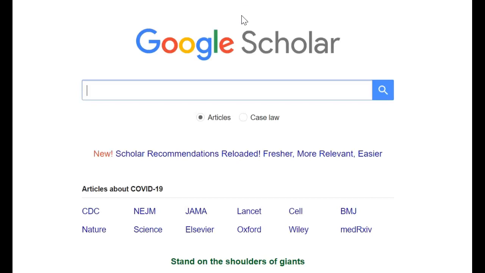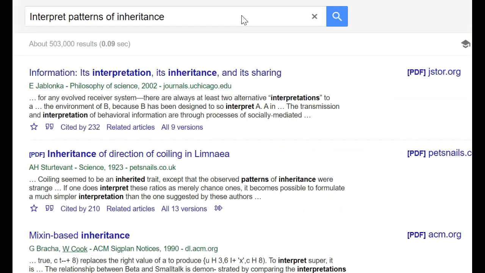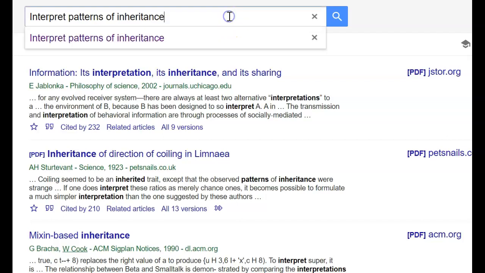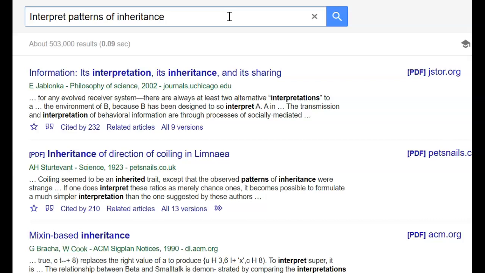Now, if you're logged into your university portal, like you're in the classroom, then Google Scholar will tell you what articles are in your school library and also what articles are available out on the internet. So I just copied the learning outcome, the exact language of the learning outcome, into Google Scholar, okay?